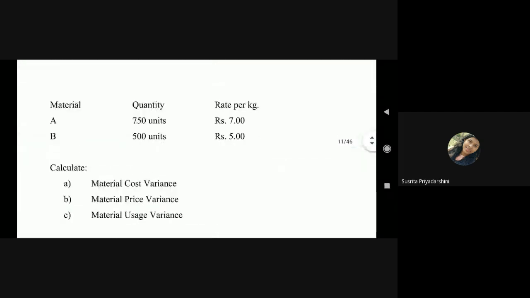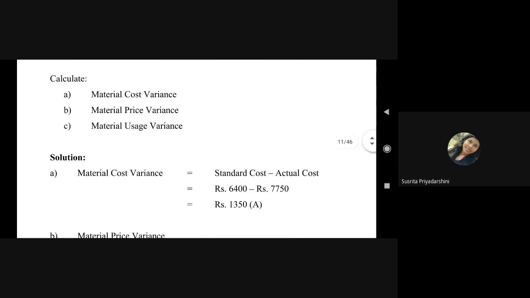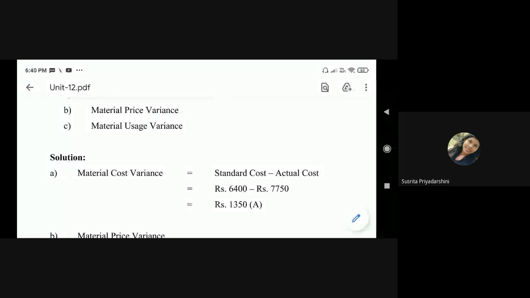एक्चुअल वाला यहाँ पर है 750 मल्टीप्लाइड बाय 7, तो टोटल कितना आ गया 5250. ओके, 5250 प्लस 2500, तो टोटल आ गया 7750. तो यहाँ पर आ गया 7750. तो उनमें से डिडक्ट करने के बाद हमारा 1350 एडवर्स आ गया. ये हो गया मटेरियल कॉस्ट वेरिएंस.